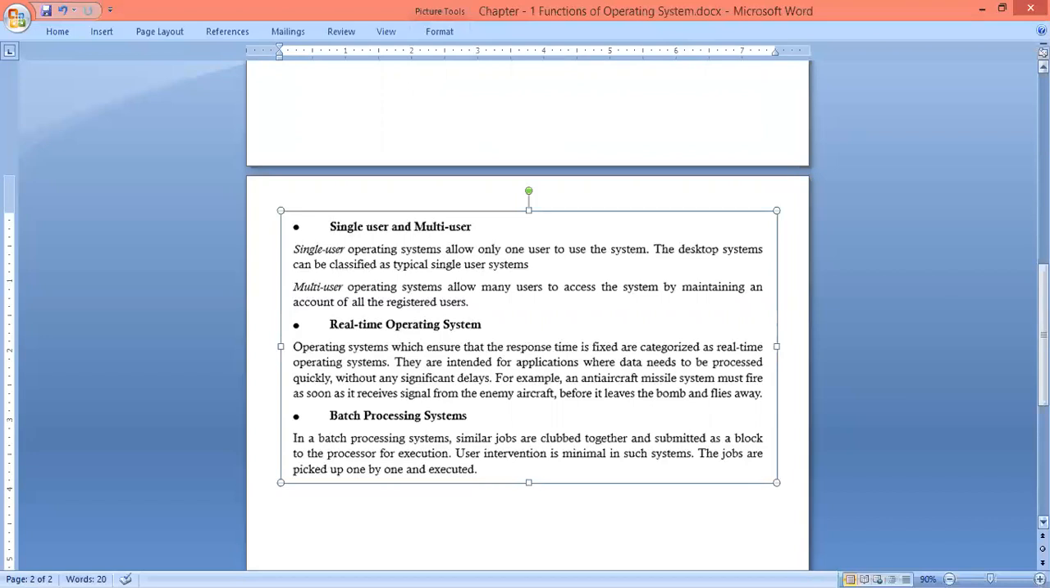Next and last is batch processing system. As the name indicates, batch means a set of instructions will be clubbed together and executed as a block. In a batch processing system, similar jobs are clubbed together and submitted as a block to the processor for execution. User intervention is minimal in such a system. The jobs are picked up one by one and executed.